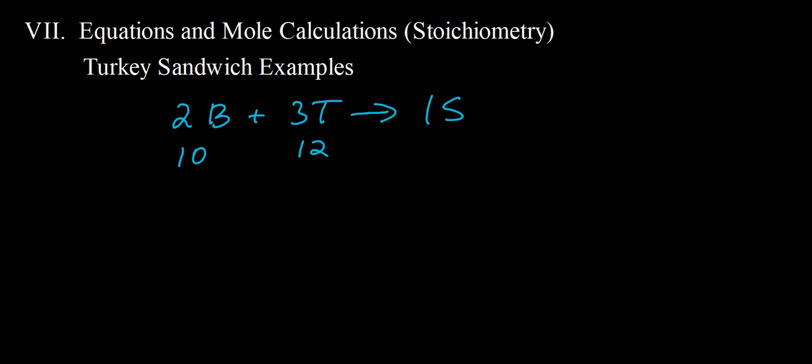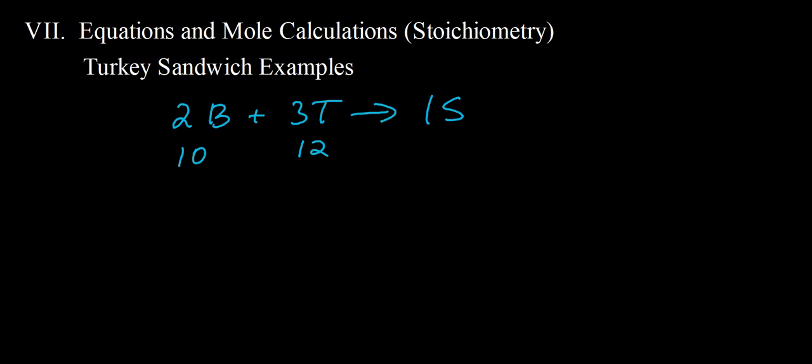So going back to our recipe for a turkey sandwich, you need 2 slices of bread for every 3 slices of turkey to make 1 sandwich. So we have some ratios here. And so what about this? What if you had 10 slices of bread and 12 slices of turkey?